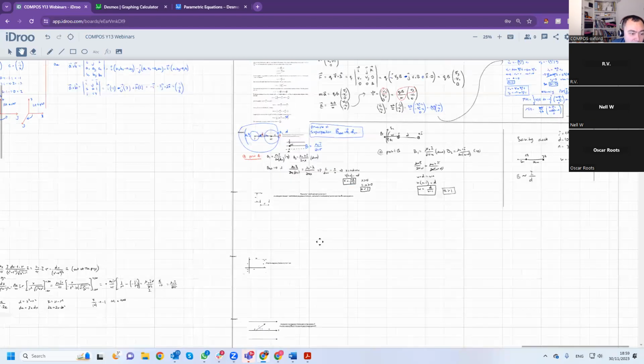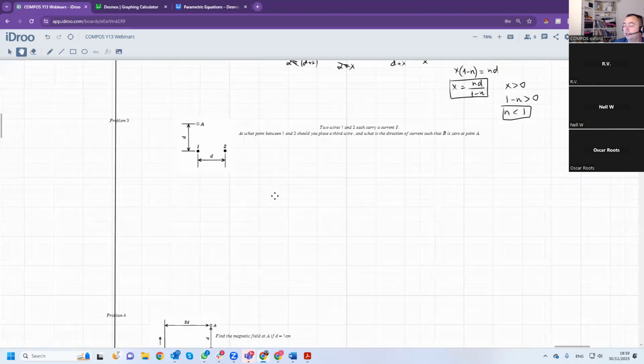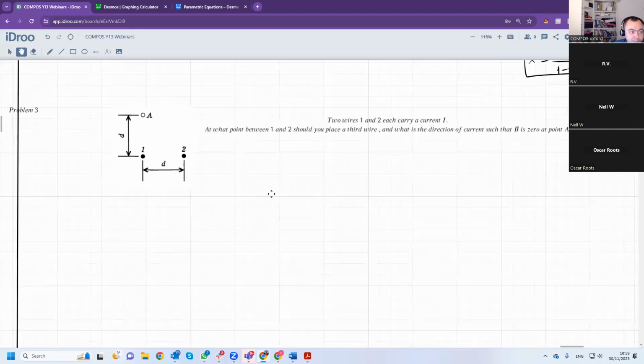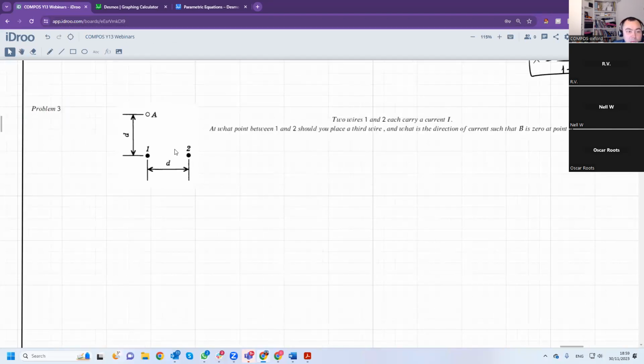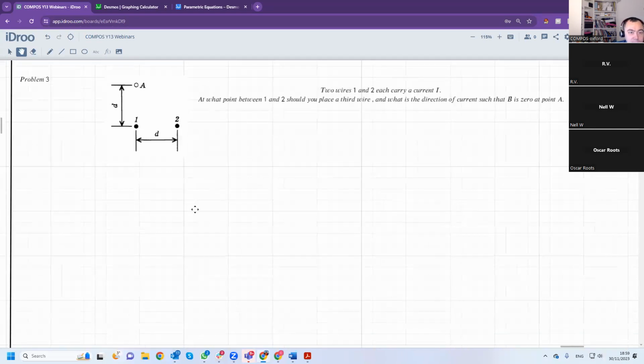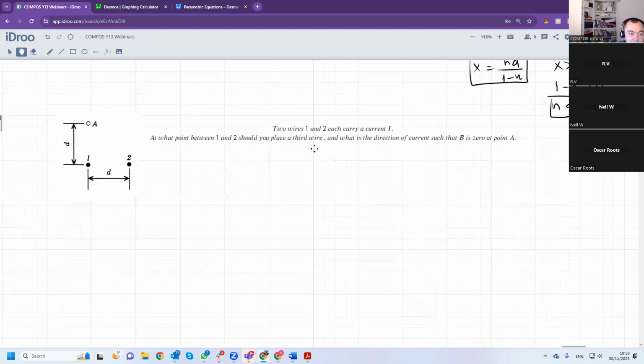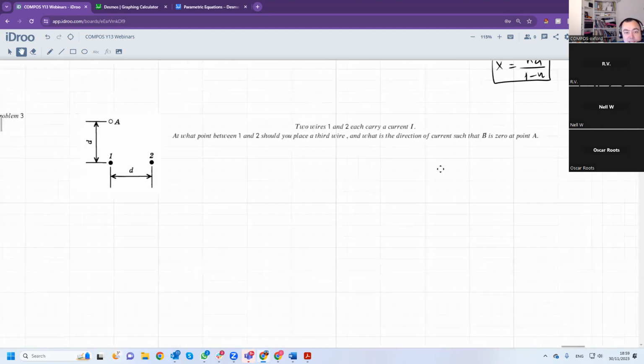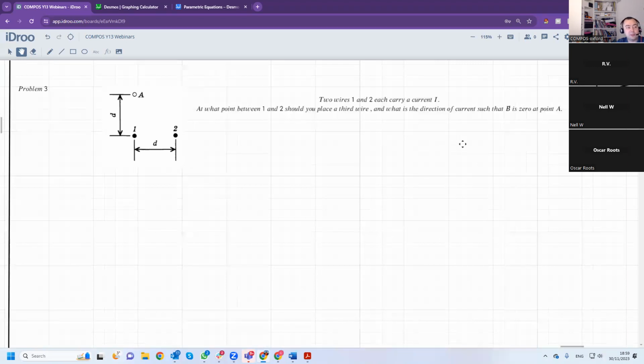I'm going to do two more very similar questions. So let's give it a go. Problem 3. Two wires, 1 and 2, each carry a current I. At what point between 1 and 2 should you place a third wire, and what is the direction of the current such that B is 0 at point A? So you have two wires carrying current, and the current is coming towards us, out of the page.